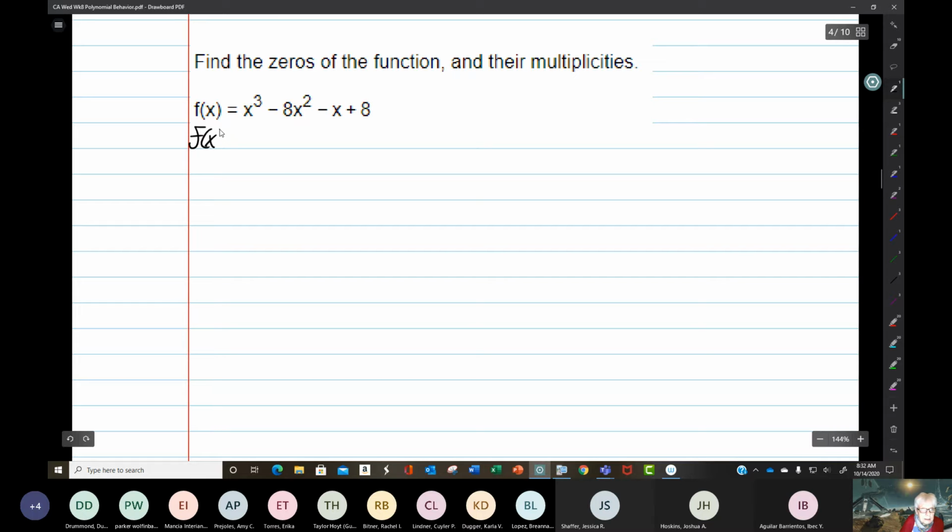So f of x equals x to the 3rd minus 8x squared plus, parentheses, negative x plus 8, which means the number in front of the x is negative 1. Okay, now, that's a square. Okay, now, f of x, find the zeros. No, watch what I do.